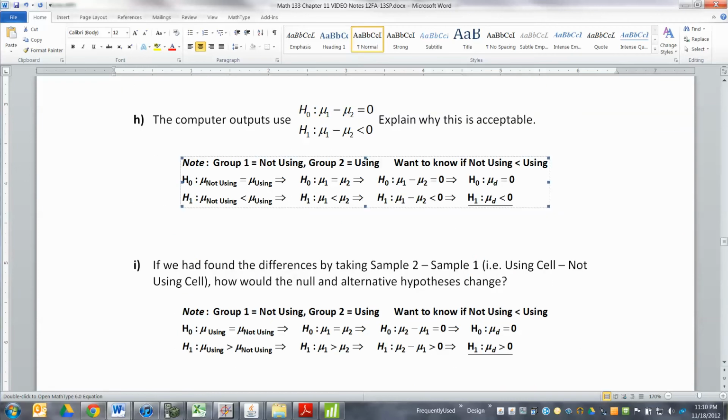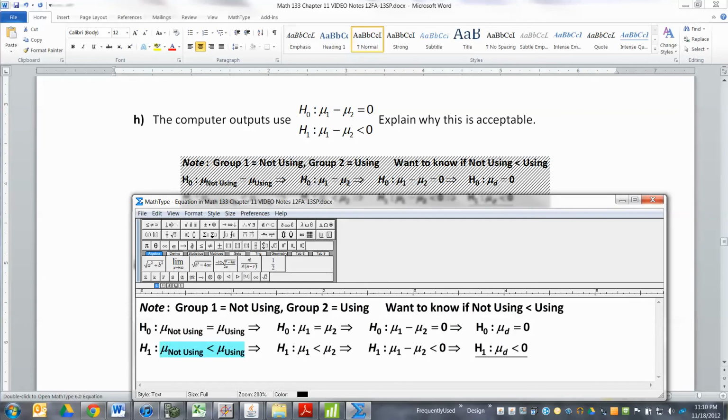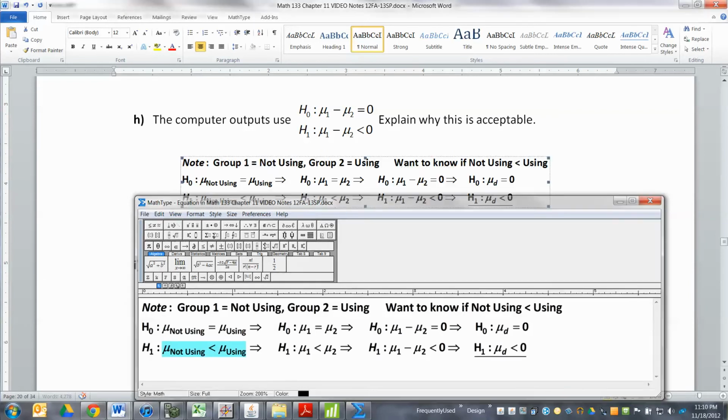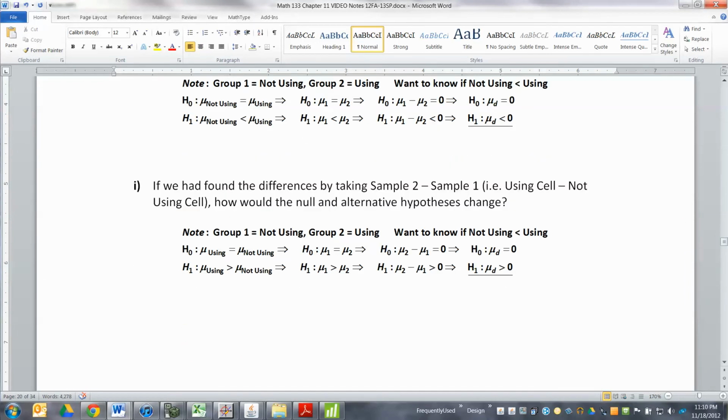But what if we reversed the groups? What if I said it was using cell minus not using cell? Well, that would just cause it to flip-flop, right? So using would be in front, but it would be a greater than, right? Because if you looked at this part right here, not using is less than using. We think that using should be greater, right? It should take you longer to do something when you're using your cell phone because you're distracted. So using greater than not using, that means mu1 is greater than mu2. So when you subtract them, it should be greater than 0. So the difference should be greater than 0.